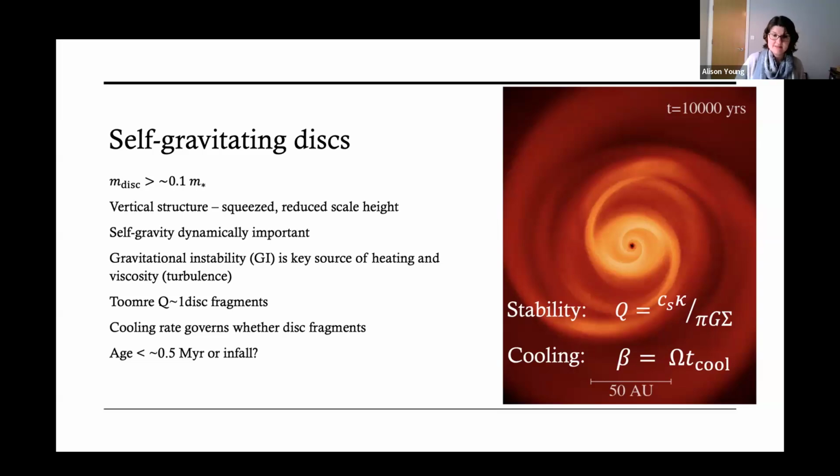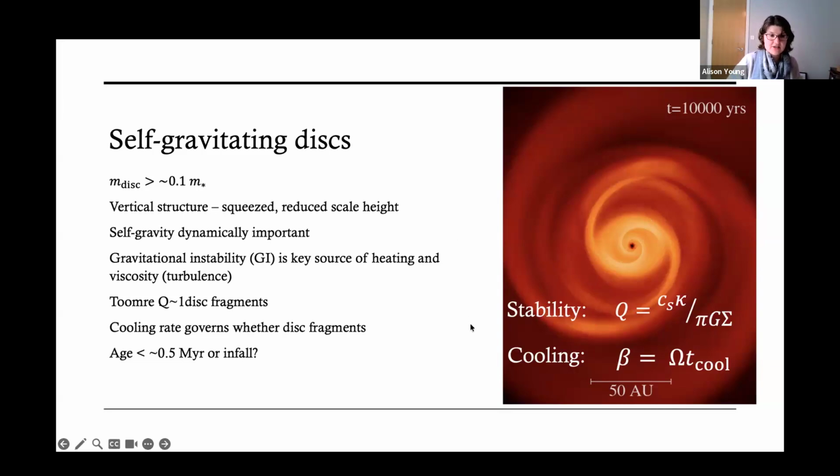And when the mass is this big, the vertical structure becomes kind of squeezed, so we reduce the scale height of the disk. The self-gravity of the disk becomes dynamically important, and the disk can then be susceptible to the development of the gravitational instability, and that can then be a key source of heating and turbulence within the disk.